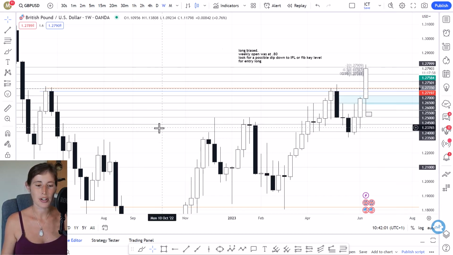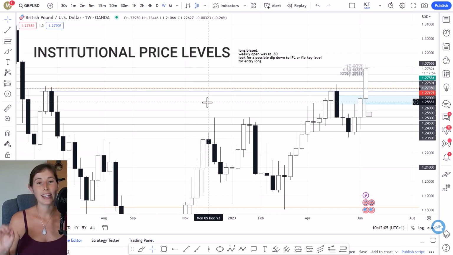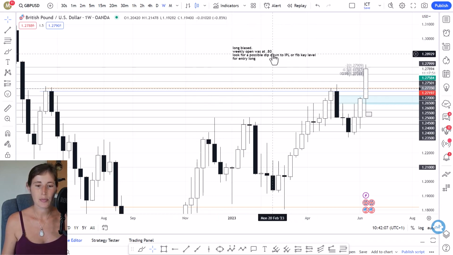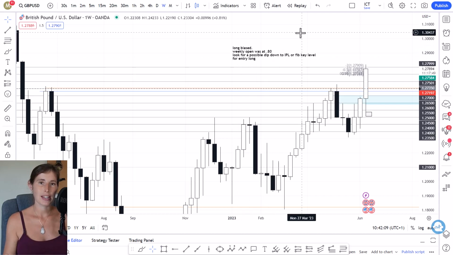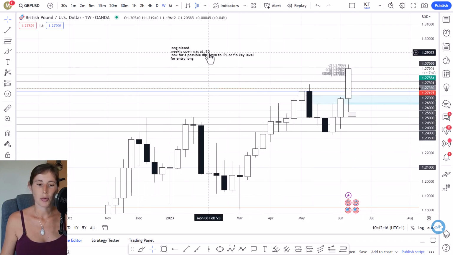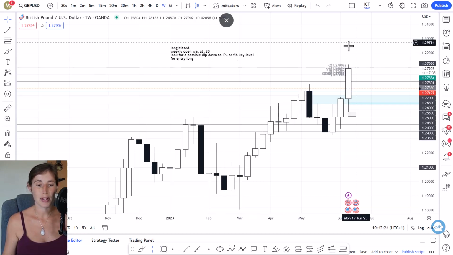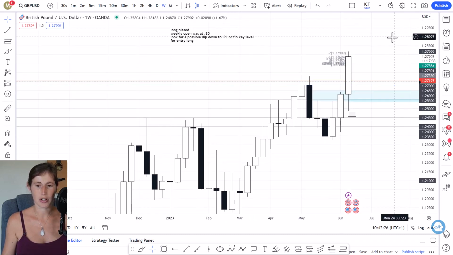The black ones are institutional price levels, the blue one is a weekly level, and the orange one is a key daily level. And as you can see, this was my little comment at the beginning of the week, which was that I was long biased based on the previous weekly close. I marked what the open was. I thought that price may look for a possible dip down to an institutional price level or the key level on the daily, the Fibonacci. And that was where I was going to look for an entry long.